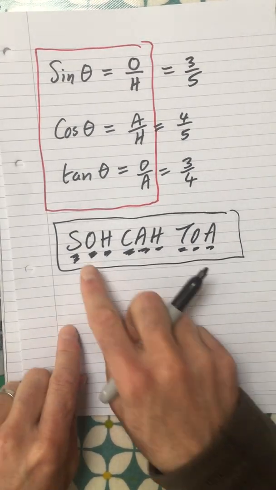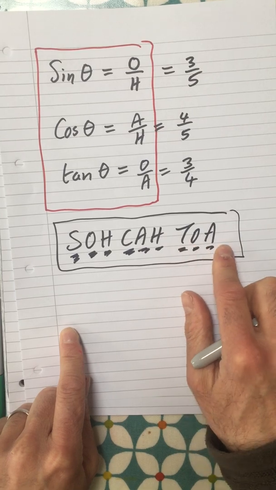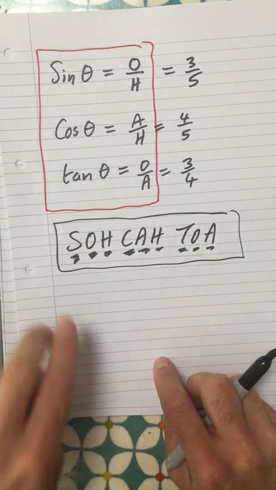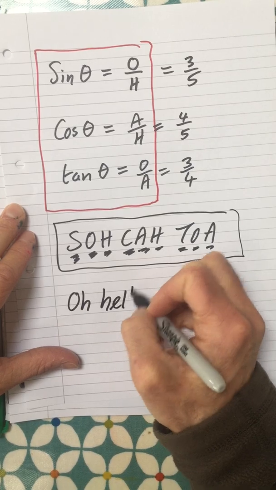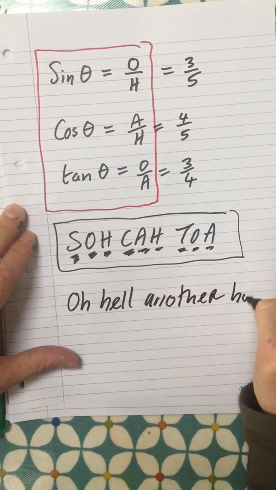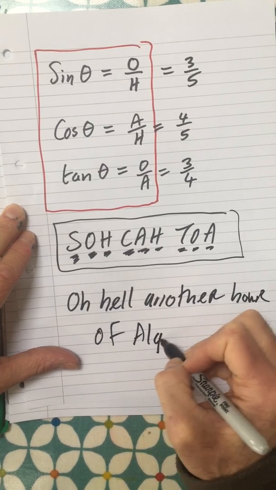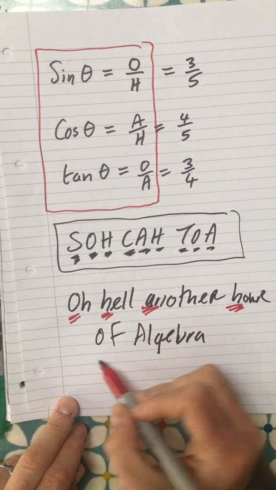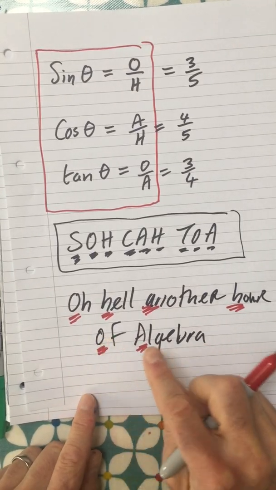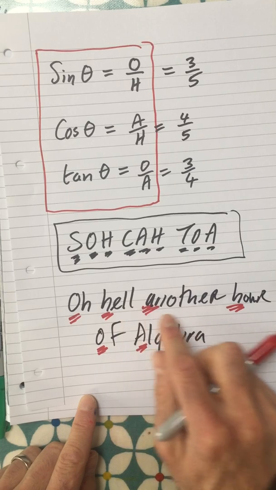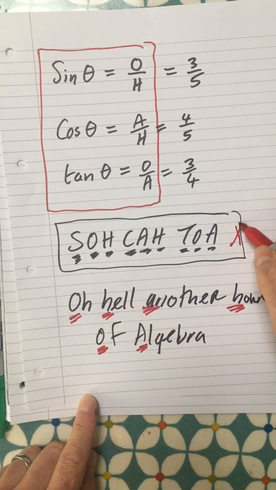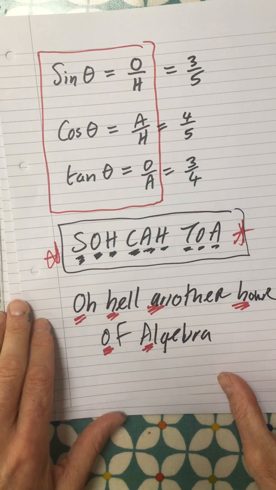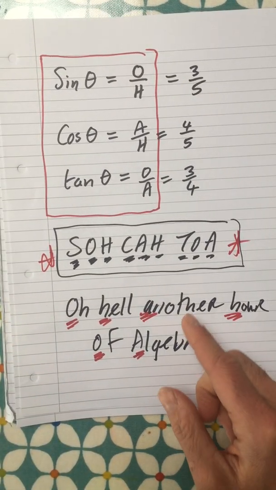There are other ones, like Silly Old Harry Caught A Herring Trawling Off America. If you prefer that, that's fine. Or there's another one that says, Oh Hell, Another Hour Of Algebra. How this one works is O over H, then A over H, and then O over A. However, it doesn't tell you which one is sine, cos, and tan, so you'd have to remember that the first one is sine, then cos, then tan. My favourite, as I said, is SOHCAHTOA, and that's what I will be referring to in subsequent lessons. In the next video, I want to show you an example of a question using SOHCAHTOA.